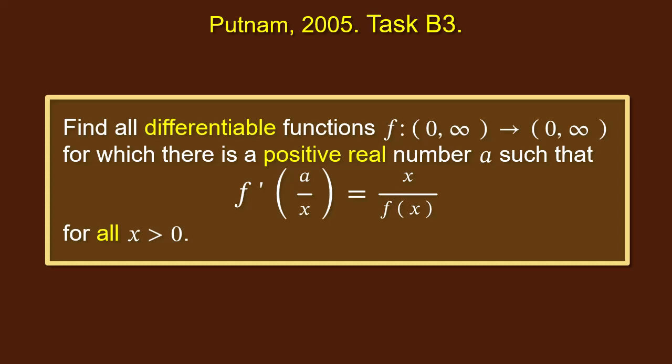Here is another calculus problem from Putnam 2005. It is required to find all differentiable functions defined for positive x, whose values are also positive. In addition, there must exist a positive real number a, for which this cute equation, where f prime is of course the first derivative of f, holds for any positive x.